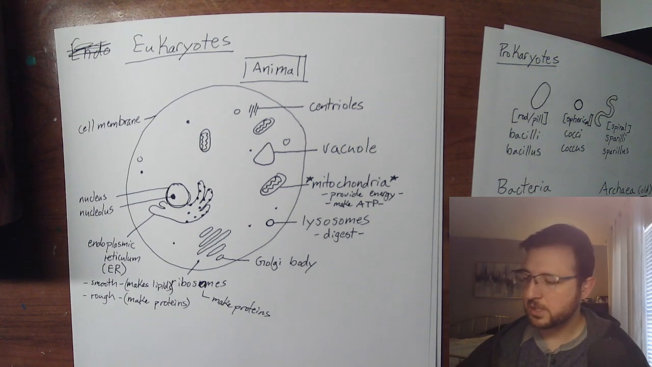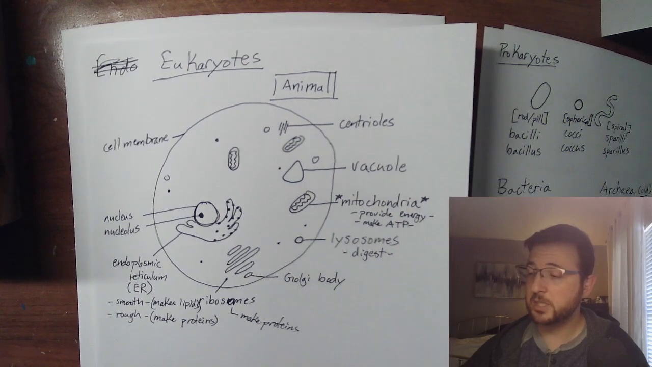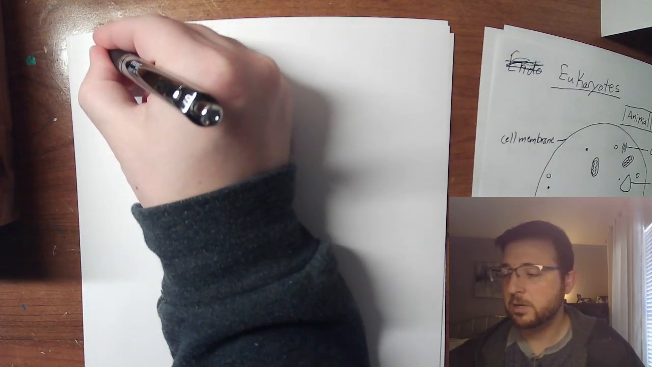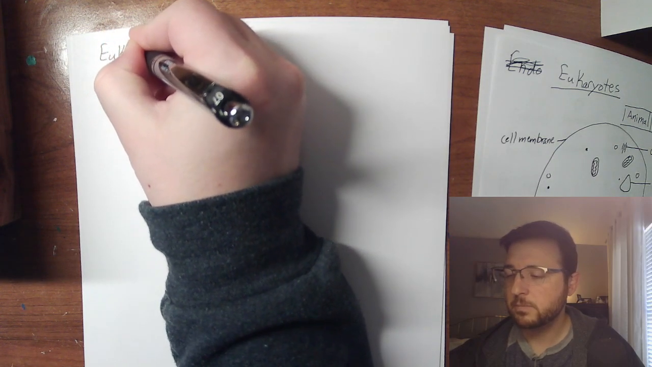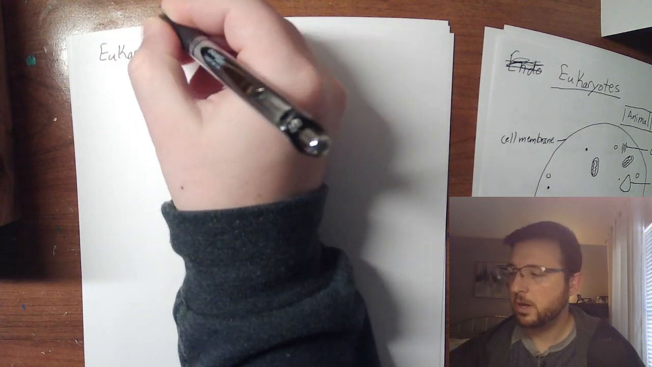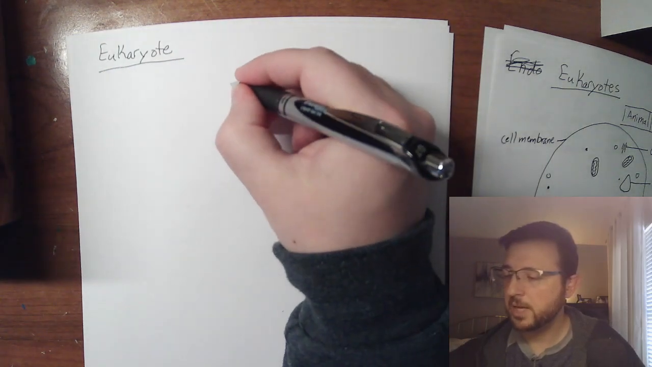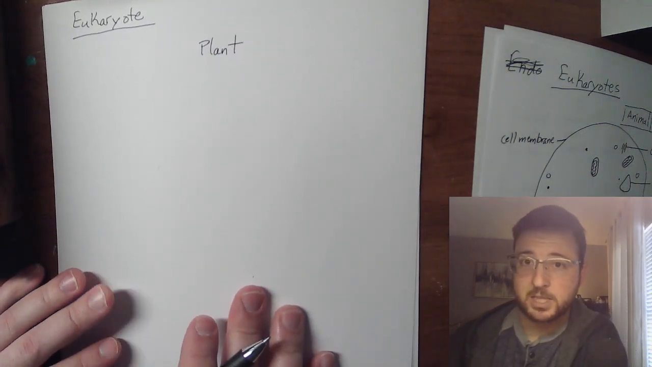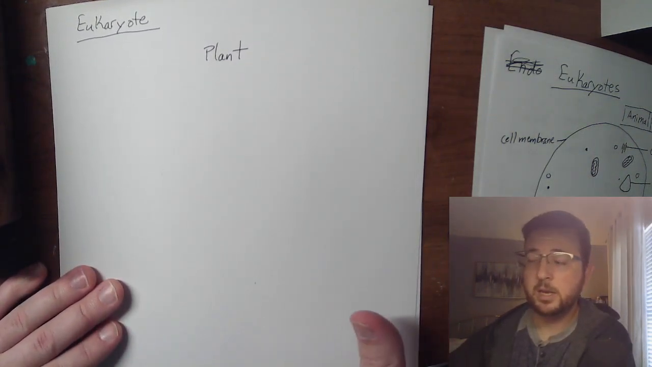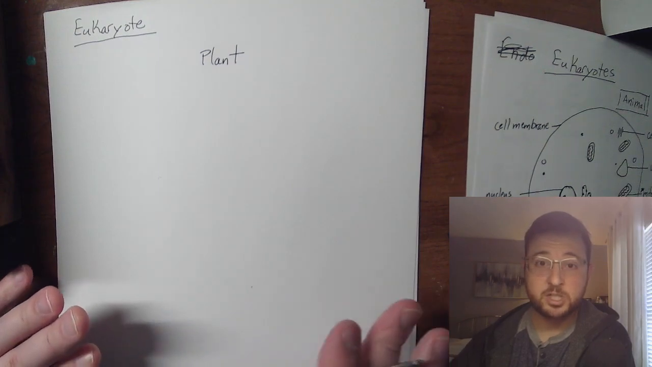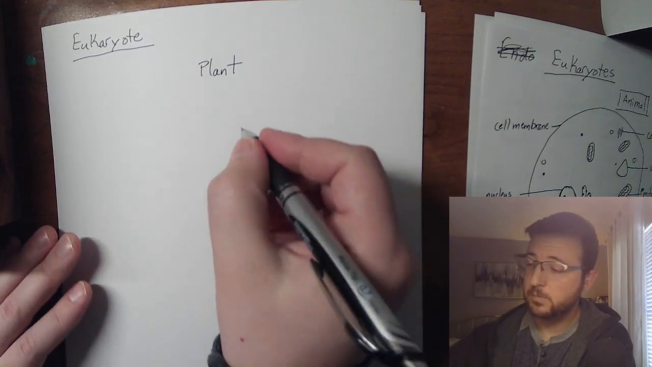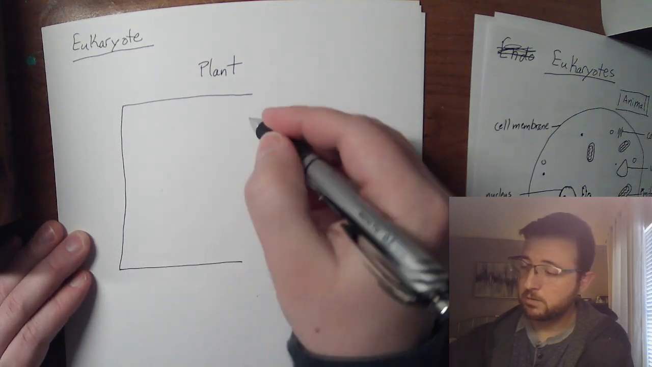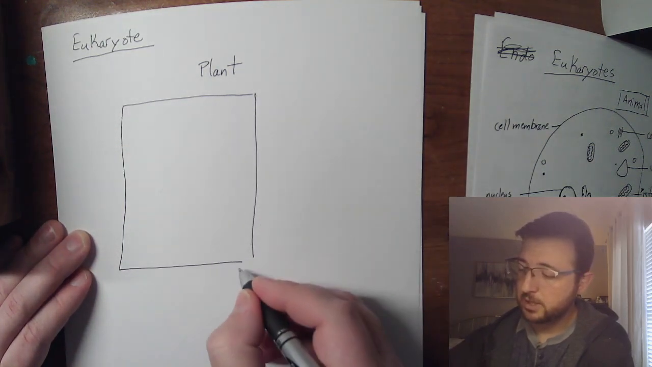All right, we're going to put this aside. If you need to, you can pause the video or come back to it. And we're going to look at the other eukaryotic cell we need to know about. And that, of course, is the plant cell. Now the nice thing about plant cells and animal cells is that they actually share a lot of structures. So let's just draw a big rectangle for our plant cell.